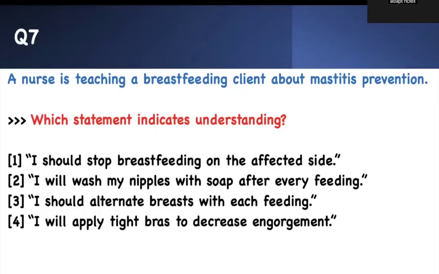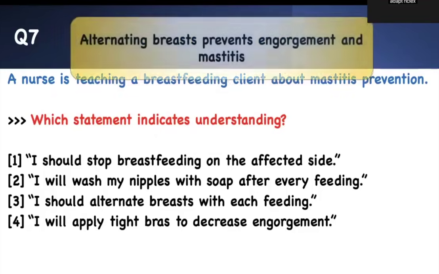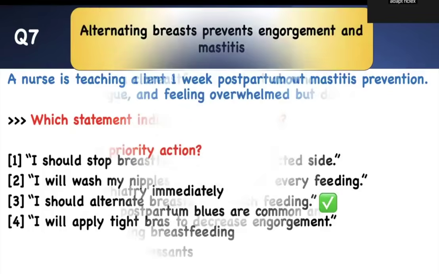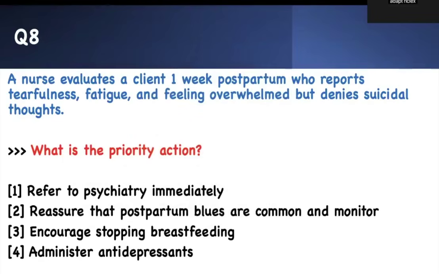I will wash my nipples with soap after every feeding. It causes cracks and nipple dryness. I should stop breastfeeding on the affected side. You should feed even when that area is affected. Therefore, 3 is the best answer.